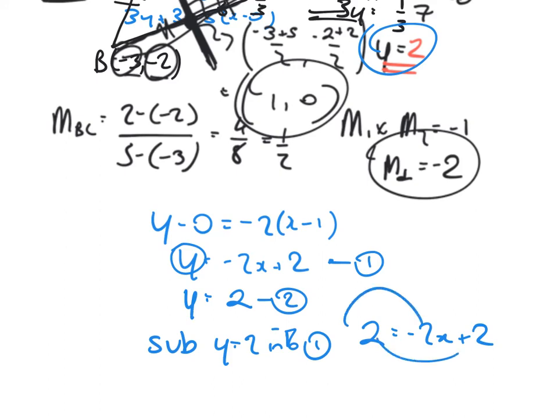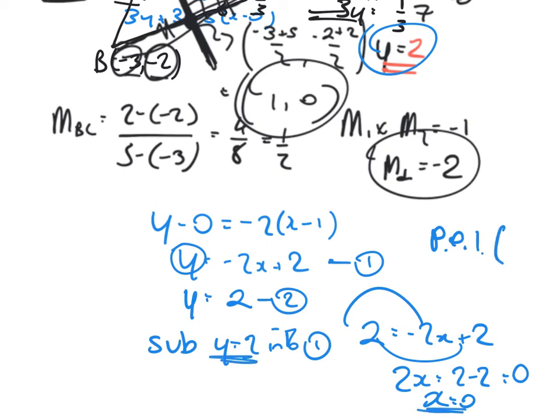Okay, so bring that over, and that will be 2x equals 2 minus 2. 2x is equal to 0, x is equal to 0. Communicate my answer then. Point of intersection is, well, the x coordinate is 0, the y coordinate is 2, 0, 2.